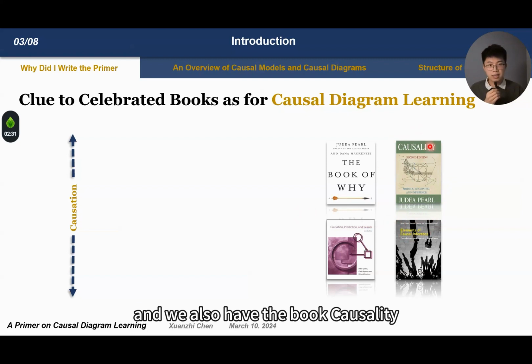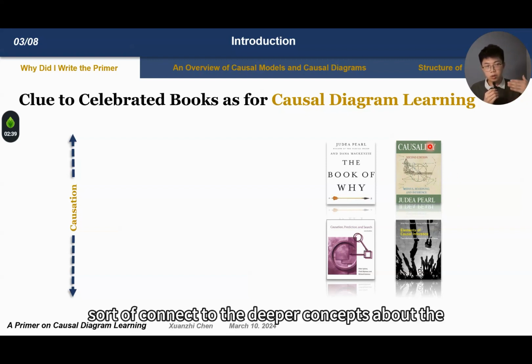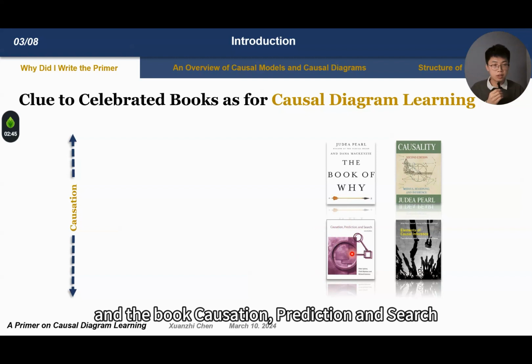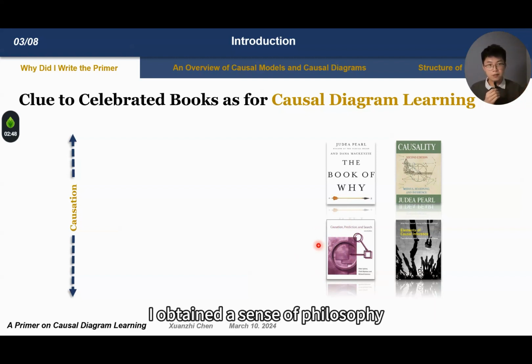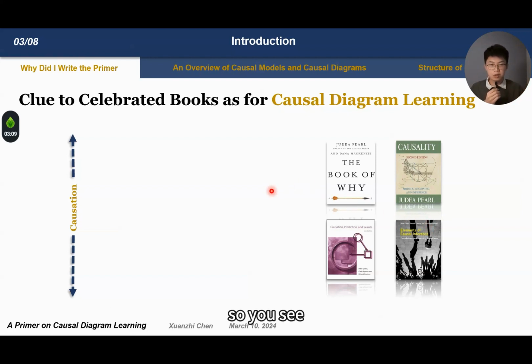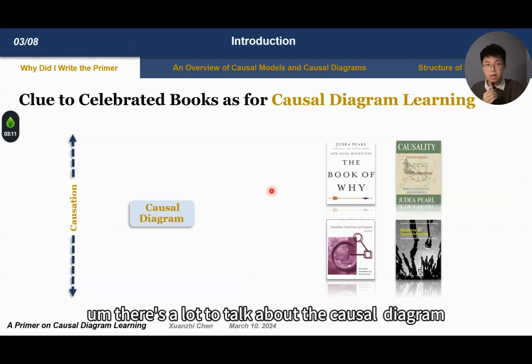We also have the book Causality. I try to extract some relevant ideas about causal diagram learning. Especially, I try to connect to the deeper concepts about the structural causal model. And the book Causation, Prediction, and Search, I attempt a sense of philosophy. This is quite elegant about how to use some constraints to learn the causal diagram from data. And finally, we have the book Elements of Causal Inference. This book told me how to take a machine learning perspective about learning the causal diagram. So you see, there's a lot to talk about the causal diagram.